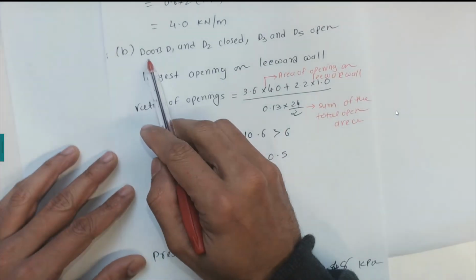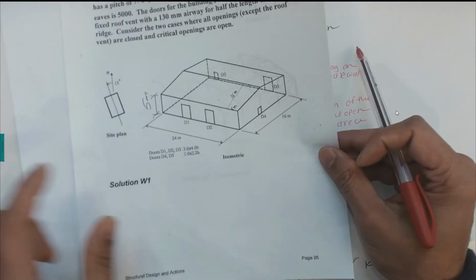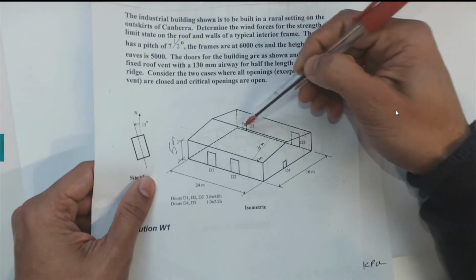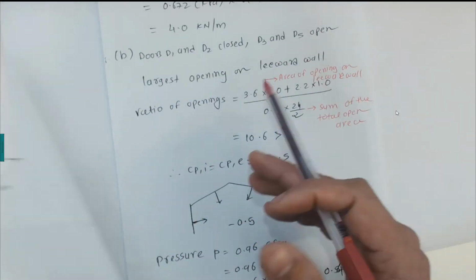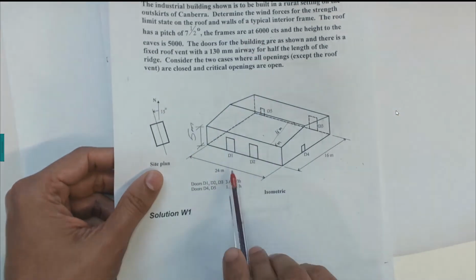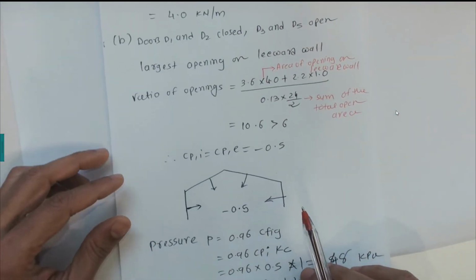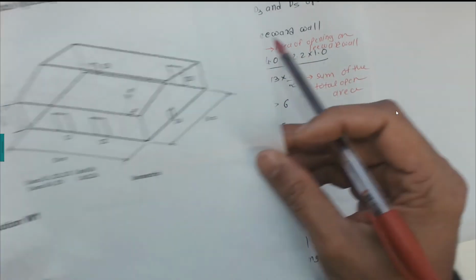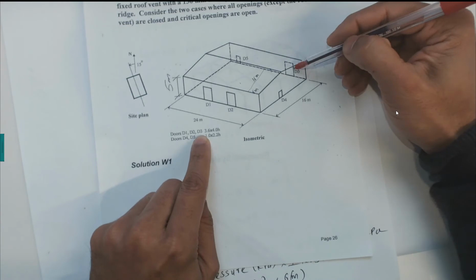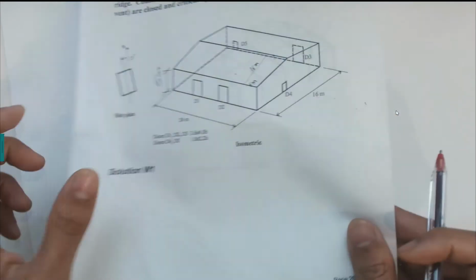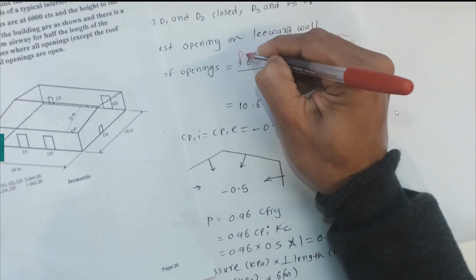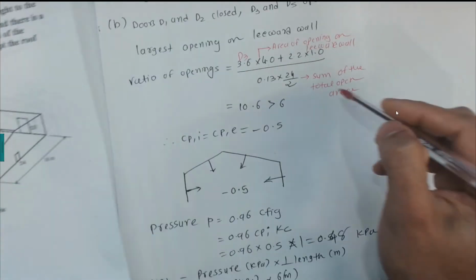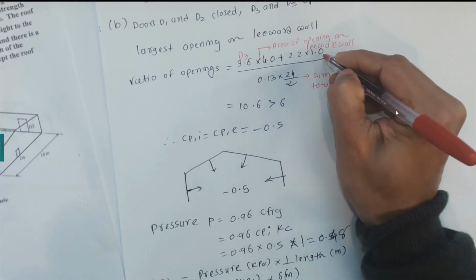Now second case: doors D1 and D2 are closed, and doors D3 and D5 are open. The largest opening is on the leeward wall. Now the opening is on the leeward side, wind is coming from this side. So in that case, we can have a ratio of opening, which is the area of opening. Now I can show it here. D3 has 3.6 times 4, so this is the D3 door, and D5 has 1 times 2.2, so that is your D5 door.